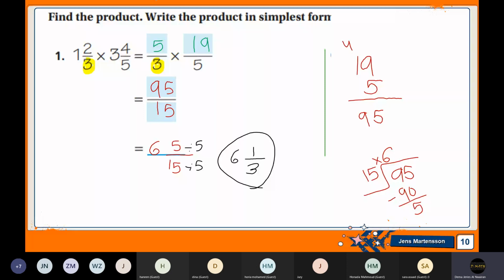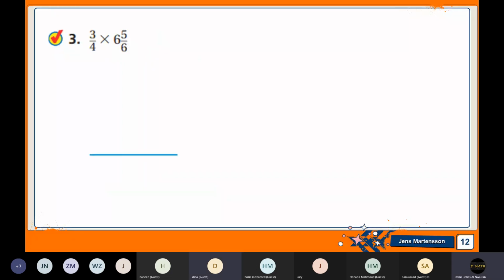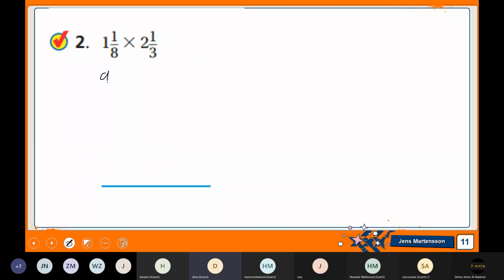Now, 1 and 1 over 8 times 2 and 1 over 3. Yes, Hunada. 1 and 1 over 8, how do you write it as an improper fraction? First of all, we multiply the whole number 1 by 8 equals 8, plus 1 equals 9. Then it will be 9 over 8. Multiply 2 by 3 equals 6, plus 1, 7. So it will be 9 over 8 multiplied by 7 over 3.